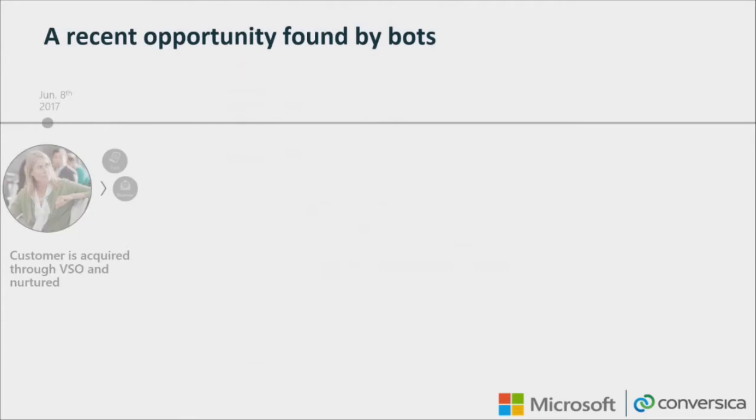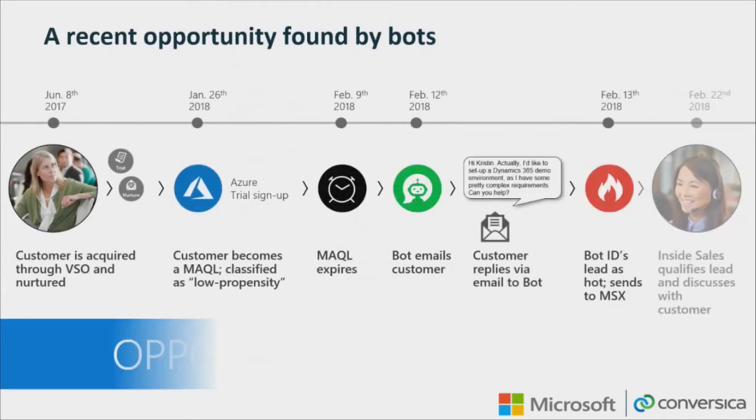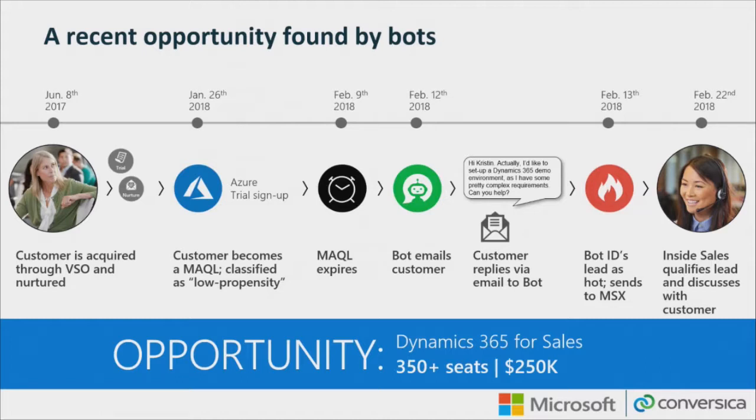And finally, I want to run you through a recent opportunity that was found by bots. One of our customers was acquired through Visual Studio Online, and we're sending them email nurture. Then they signed up for an Azure trial, but were classified as low propensity based on the prediction of the model. So the MQL expired, and the bot emailed the customer. And the customer said, hey, actually, I'm interested in a Dynamics 365 demo. Can I get some help here? And we were able to route this as a lead to the seller.